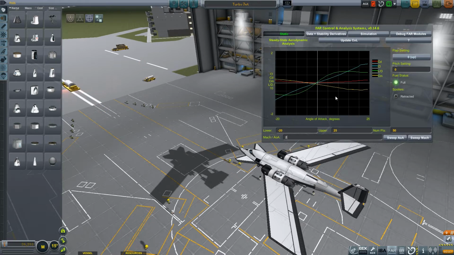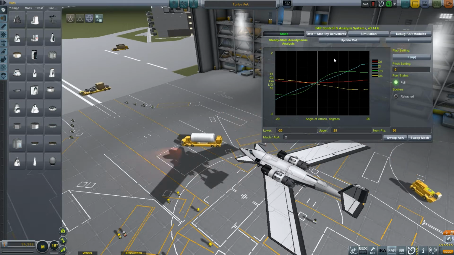Now let's go over what all these lines mean. The red line is the coefficient of drag. The light blue line, cyan line, is the coefficient of lift. These two are not the absolute drag or lift values, merely the coefficients. The green line is lift divided by drag, a measure of how efficient your craft is at that particular pitch angle, or Mach number if you're doing a sweep Mach.